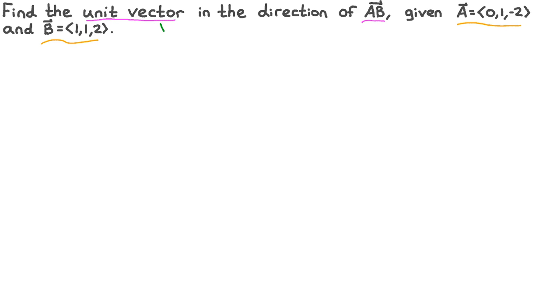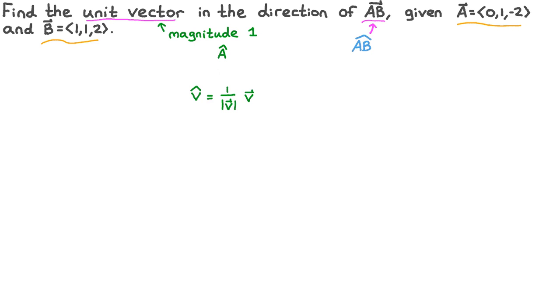To do this, let's start by recalling what we mean by a unit vector. We say that any vector which has magnitude 1 is a unit vector, and we often represent this with a hat notation. For example, A hat would be the vector in the same direction as vector A, however its magnitude would be equal to 1. So when the question asks us to find the unit vector in the direction of AB, we could have also written this as AB hat. It's the vector in the same direction as AB, however its magnitude will be equal to 1.